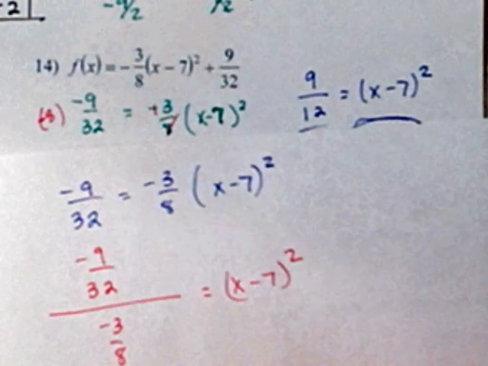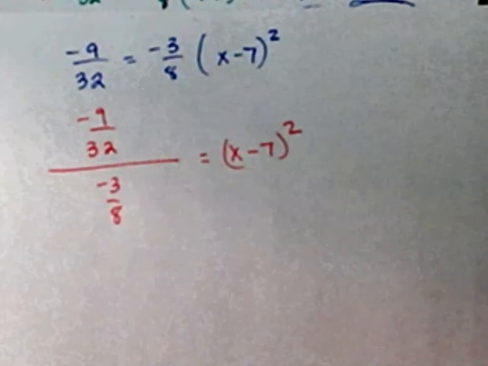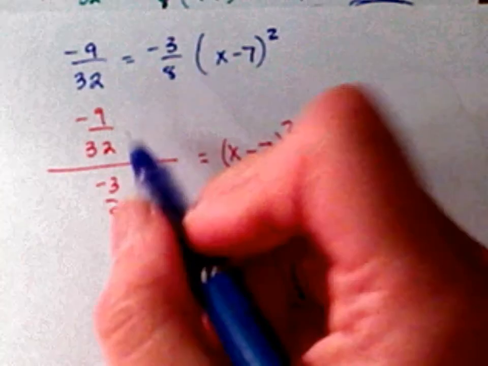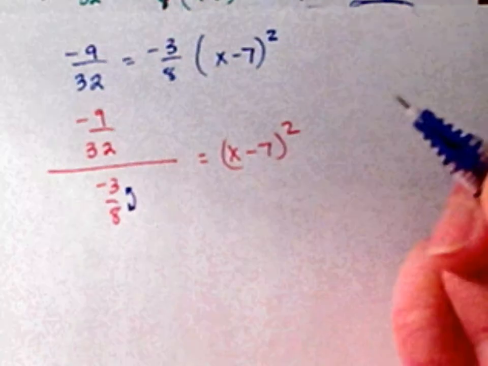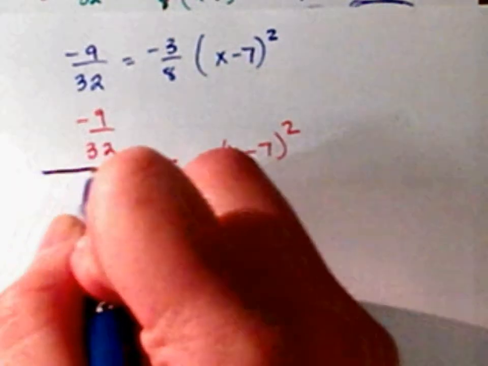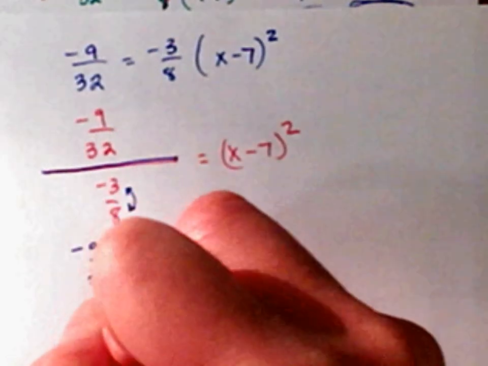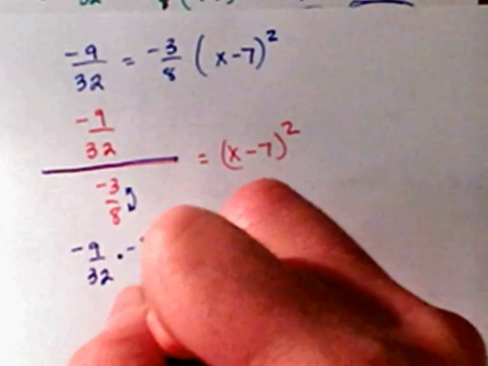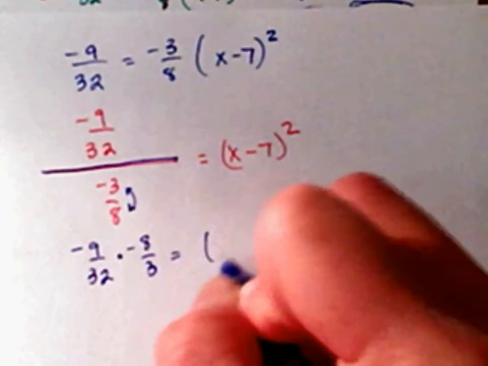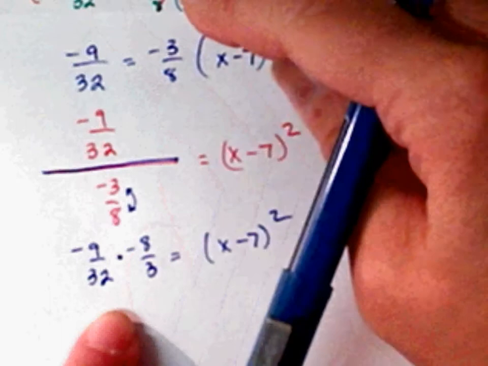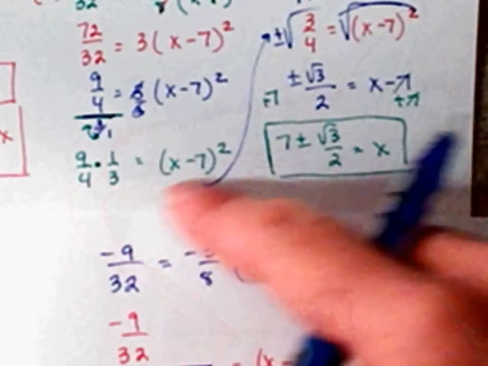So, if you could go back to elementary school, remember guys how you used to divide fractions? You would take the reciprocal. You would flip that over. Because what's the opposite of division? Multiplication. So you could have written this as negative 9 over 32 times negative 8 over 3 is equal to (x minus 7) squared. You could have gone from this step and went ahead and gone to this step right here. So that is something that you could possibly do as well.